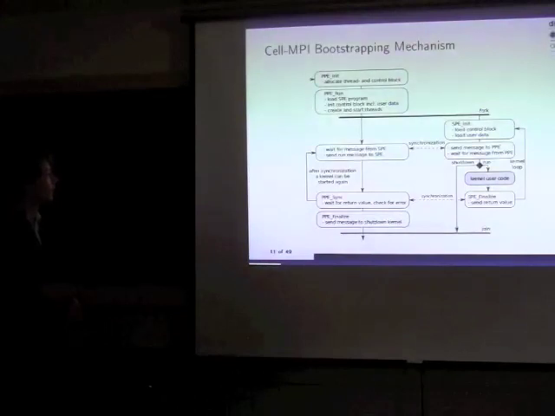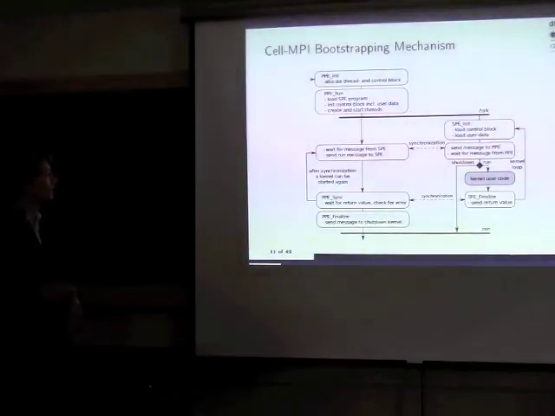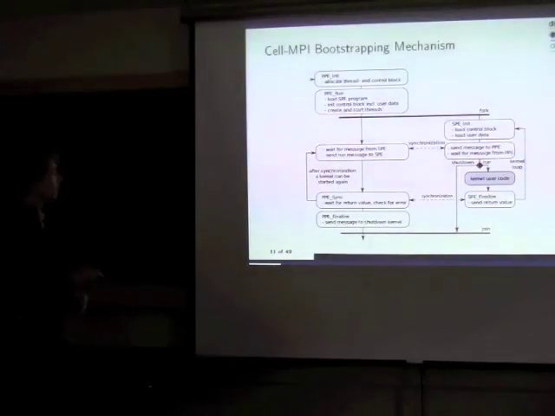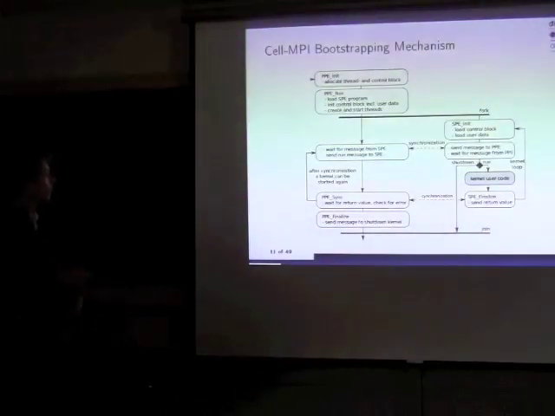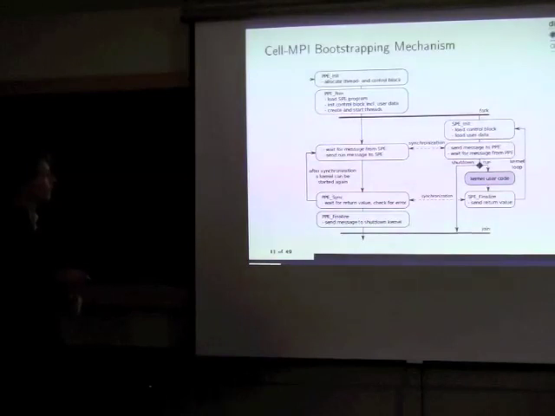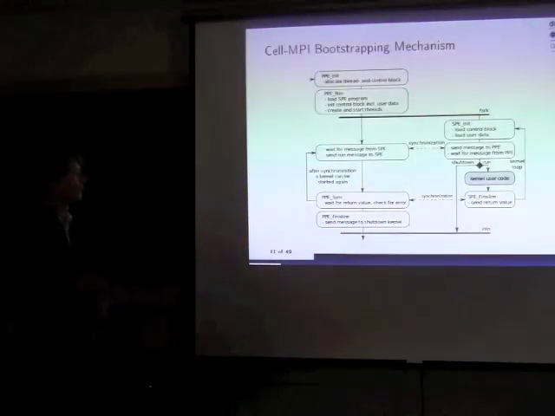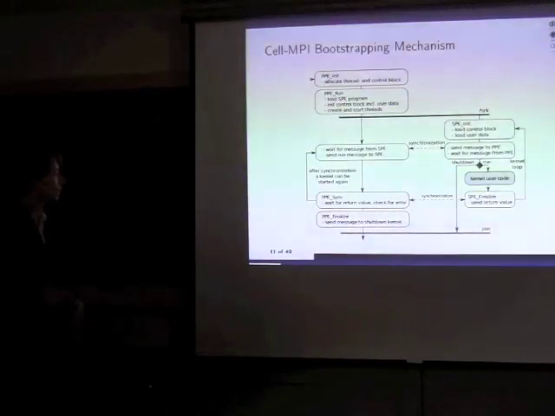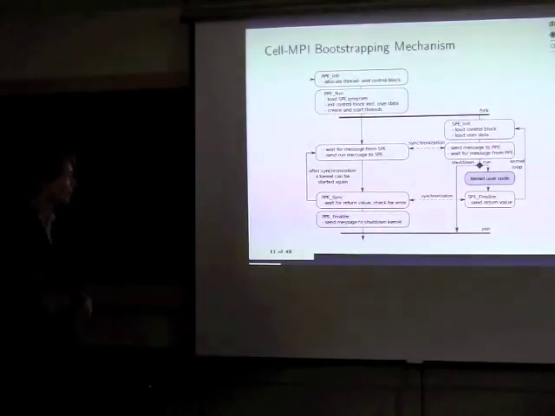Then there's a function that returns a value to the PPU. And if you, at this point, say, okay, I want to run the same kernel again, maybe with different arguments, you will just go through this loop and run your kernel code again. Or if you, of course, finalize the environment, the threads join, and you're done.